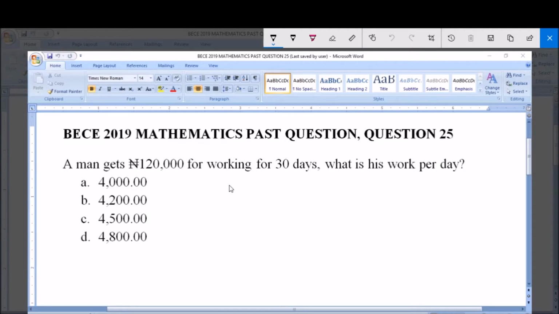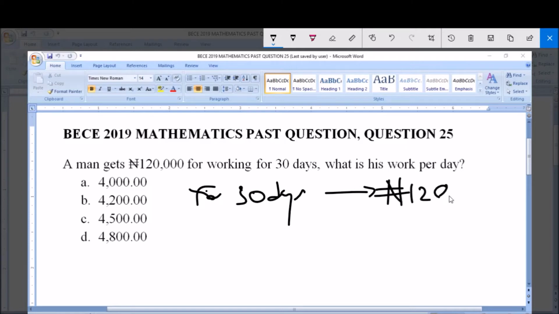Now the question says the man gets 120,000 naira. That is for 30 days. For 30 days, a man gets what? He gets 120,000 naira for working for 30 days. So how much will he get for one day? That is, what is his pay per day?